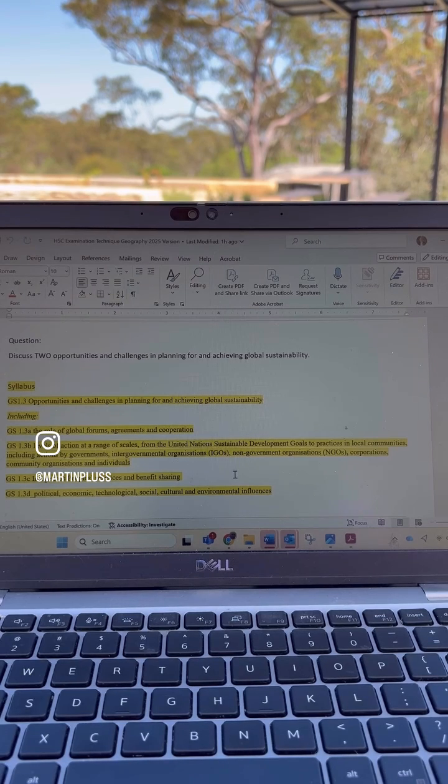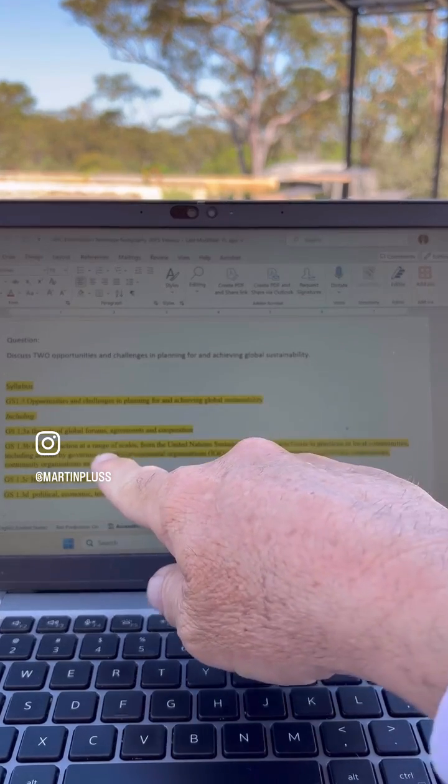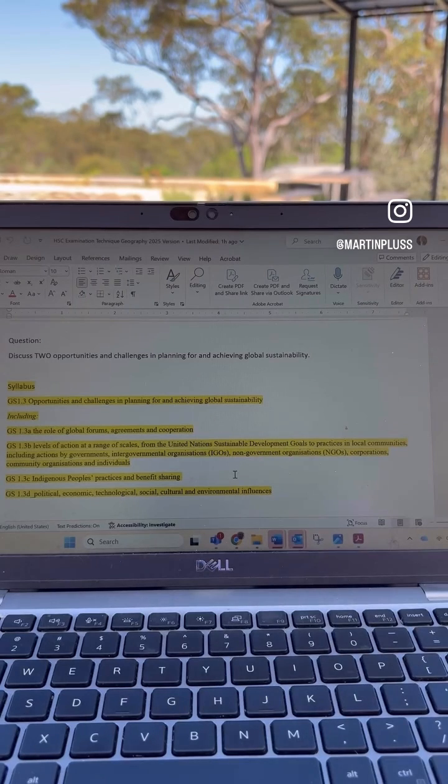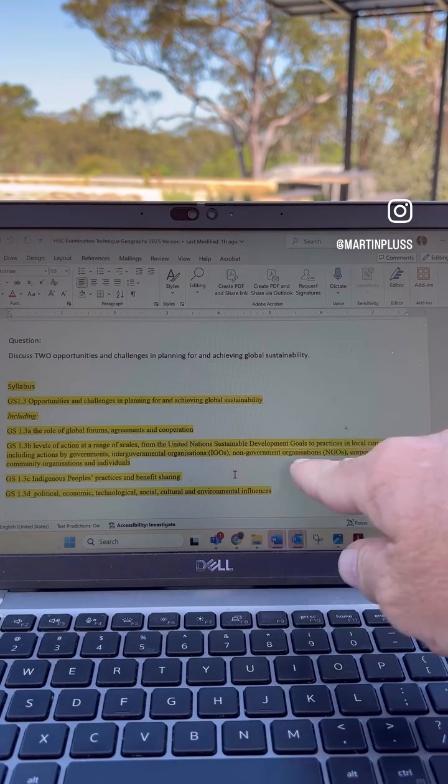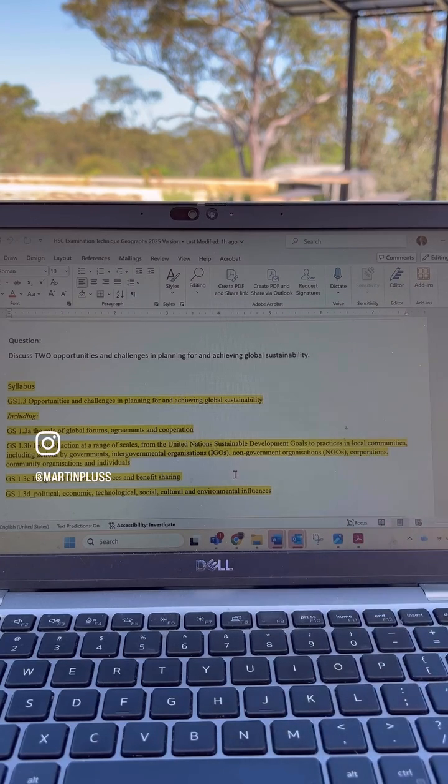You might use that example. Or you might say, what are the challenges at a local scale for achieving sustainable development goals? Or you might say, what's the role of a non-government organisation that provides an opportunity to enable sustainable development?